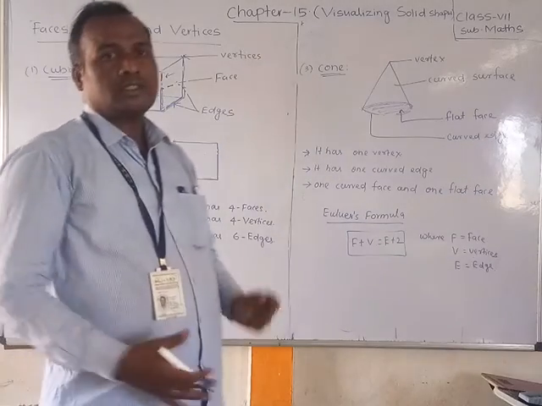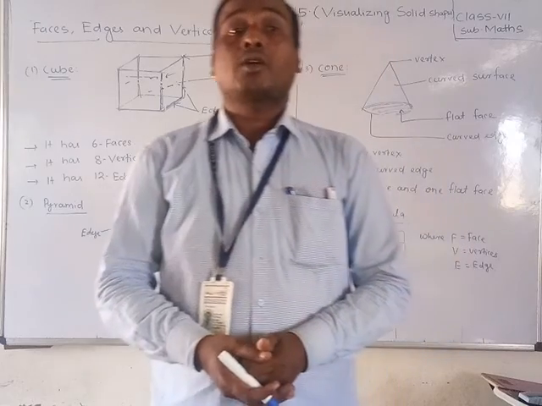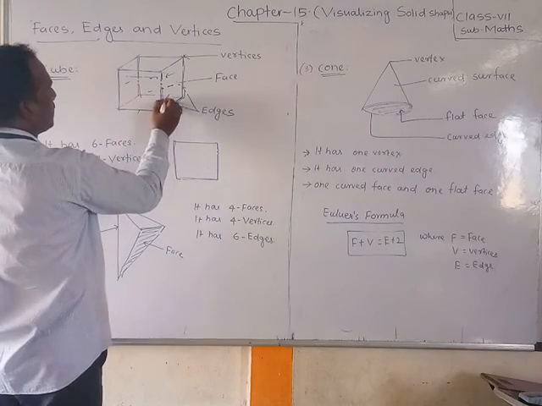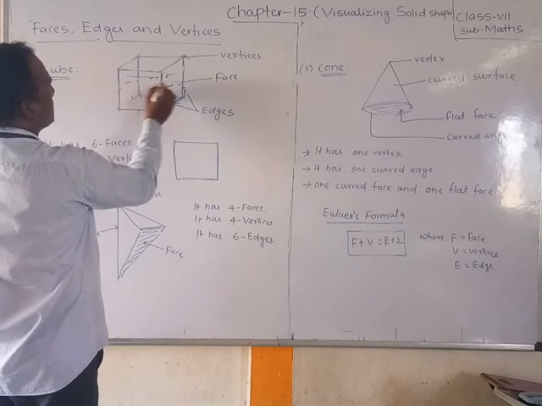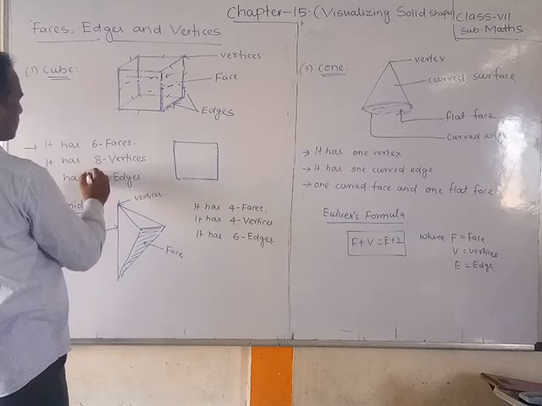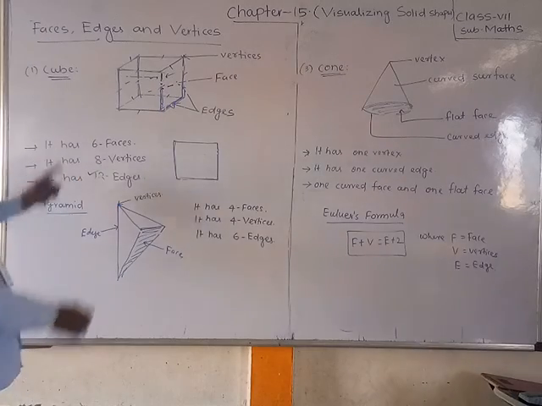So how many edges does a cube have? There are 12 edges. You can count also: 1, 2, 3, 4, 5, 6, 7, 8, 9, 10, 11, 12. So I have written 12 edges. How many faces are there?